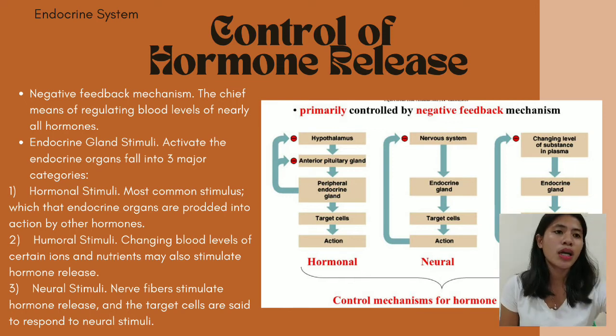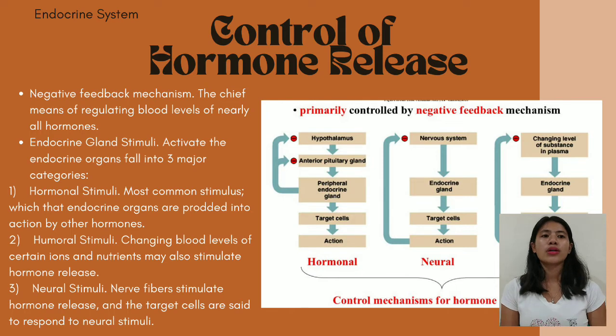And the second one is the humoral stimuli. So it refers to the control of hormone release in response to changes in extracellular fluids such as blood or the ion concentration in blood. So this is what controls what is released by a hormone. And then the last one is the neural stimuli, in which the nervous system directly stimulates endocrine glands to release hormones. So the nervous system directly stimulates the endocrine glands so that they can release hormones.